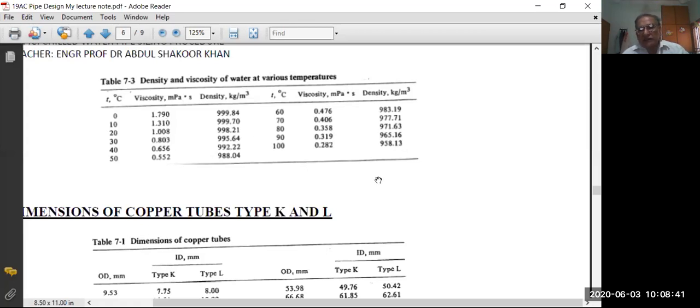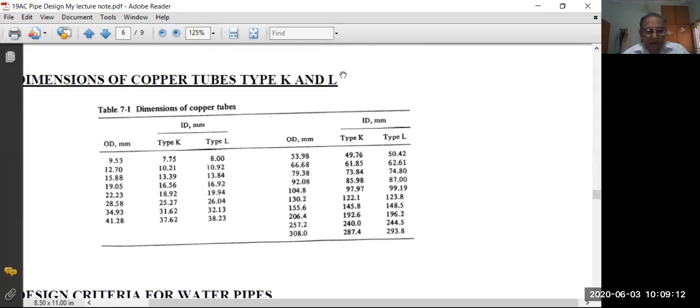Viscosity units are millipascal second, mPa·s. So you have to multiply these digits with 10 raised to minus 3 in your calculation. For example, at 60 degrees centigrade, the viscosity of water is 0.476 multiplied by 10 raised to minus 3 Pascal second. And the density is 983 kg per meter cube.